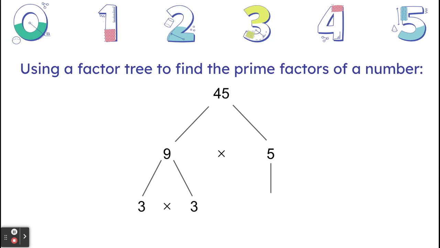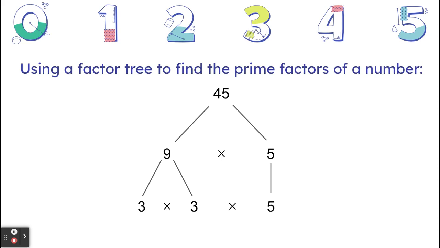3 times 3 is how we get to 9. So we know 3 and 3 are a factor pair for 9. 5, of course, is a prime number, so it's just 5 and 1. But we already know that 1 is not a prime number, so we're not going to include this, because we're looking only for the prime factors.